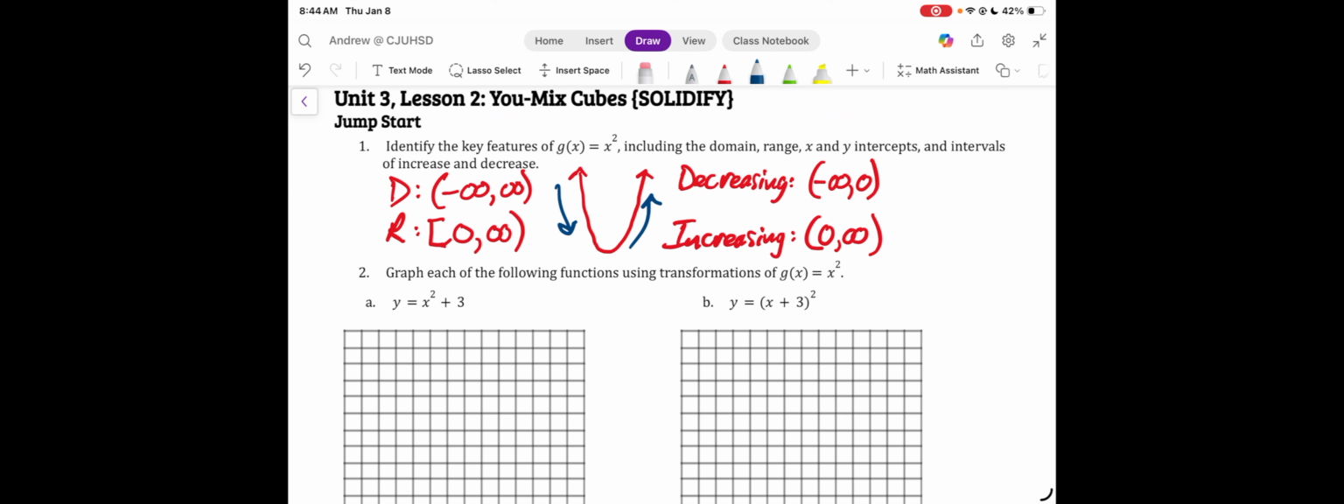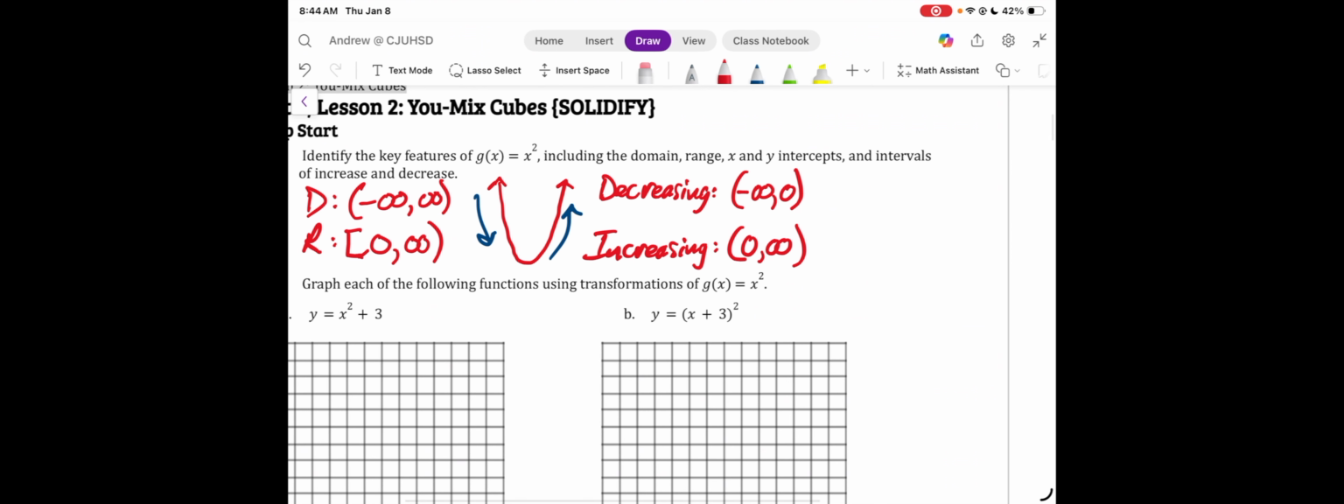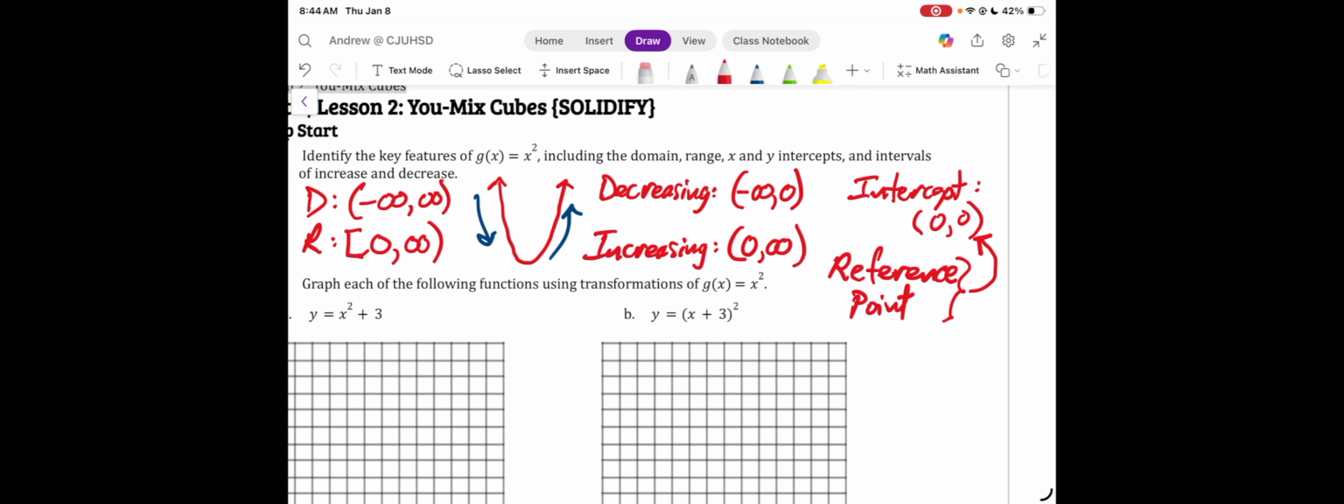And then one last thing we want to write down is the intercept. And let's learn how to spell it. Intercept. And that would be, the x and y are both at 0, 0. By the way, 0, 0 is also what we would call the reference point. And that means that when we look at shift, this is the point that we want to track. It's kind of like the belly button of the graph. If you know where the belly button is, you know where the person is.